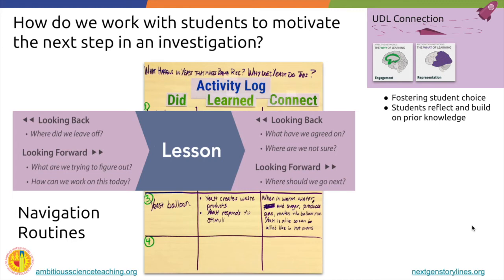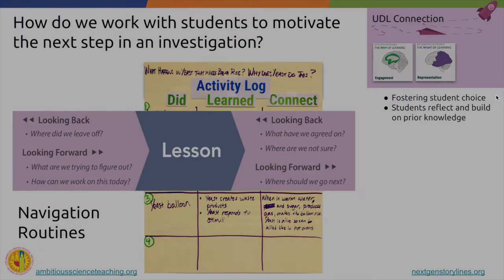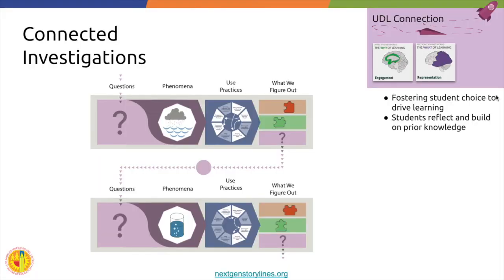Here, UDL reminds us that this is another chance to foster student choice and to provide agency for students as they go through this, that they are important in figuring this out. They're given the power to help craft the questions that are going to come up next, that they're going to investigate. And students reflect and build on prior knowledge as they go through. This is a graphic showing that connection. So this is a second representation of what we just spoke about in the prior slide.